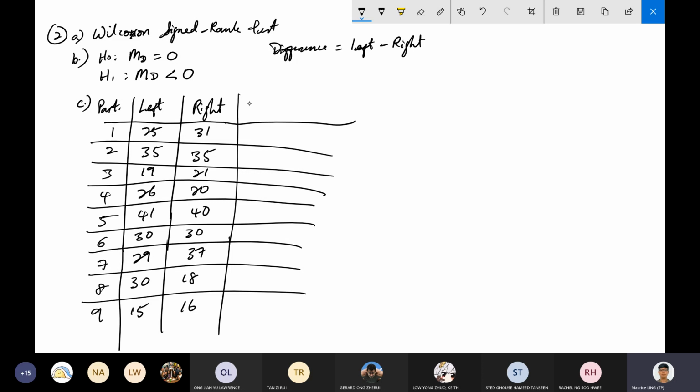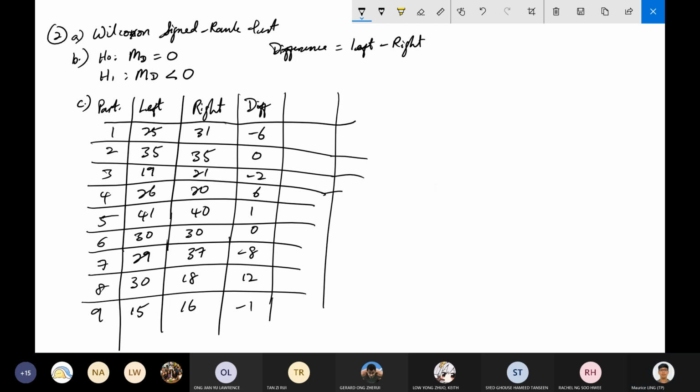What you do is the same as what you do in the paired t-test, you find the difference. So we say it's left minus right: minus 6, 0, minus 2, 6, 1, 0, minus 8, 12, and minus 1. Then we ignore the signs first, so we actually do the rank. When the difference is zero, we ignore it. Now, which one is the first one? Minus 1 and 1 take the first ranks, but there are ties, so it's 1 plus 2 divided by 2, which is 1.5, 1.5.